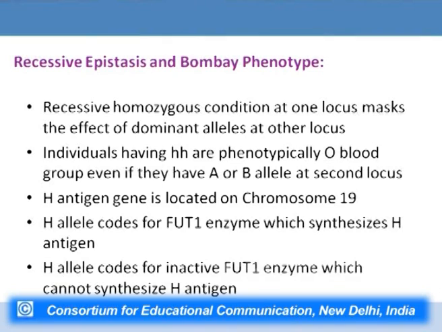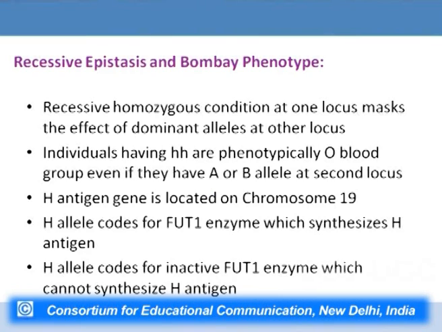Now, how does this particular condition occur? This occurs again because of recessive epistasis. Recessive homozygous condition at one locus in human beings is masking the effect of dominant alleles at other locus, in this particular case A and B allele. Individuals who are small h genotypically, they will be phenotypically O blood group even if they are having A or B allele at second locus.